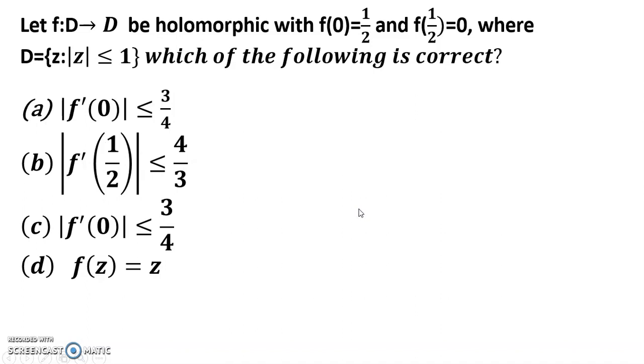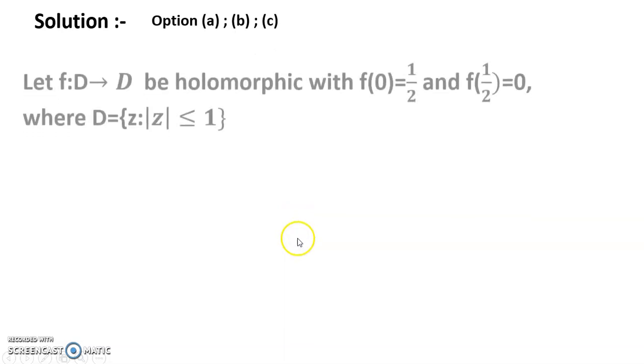Option A: |f'(0)| ≤ 3/4. Option B: |f'(1/2)| ≤ 4/3. Option C: |f'(0)| = 3/4 and f(z) = z. So friends, this type of problem we can solve by the Schwarz lemma. Let's start. So options A, B and C are correct.